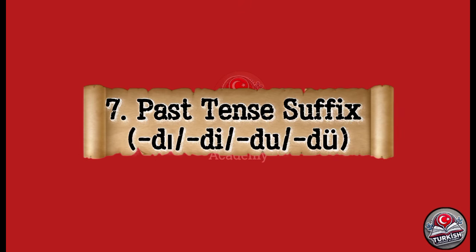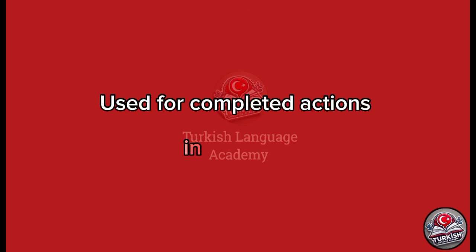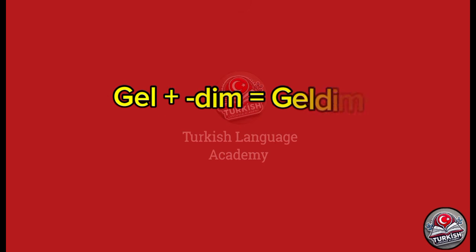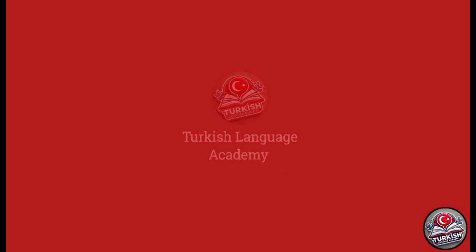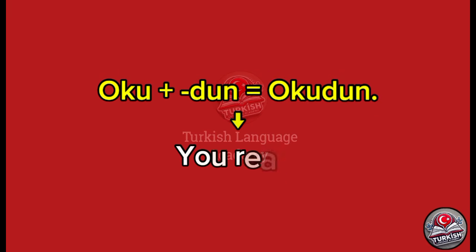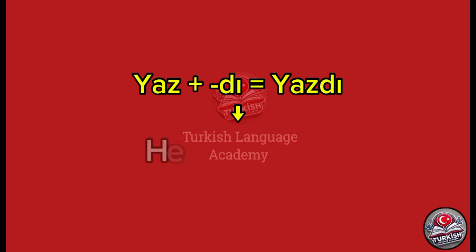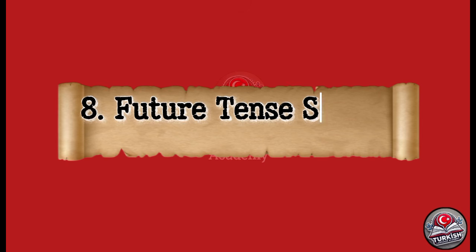Number 7. Past tense suffix. Dı, di, du, dü. Used for completed actions in the past. For example, geldim. I came. Okudun. You read. Yazdı. He or she wrote.